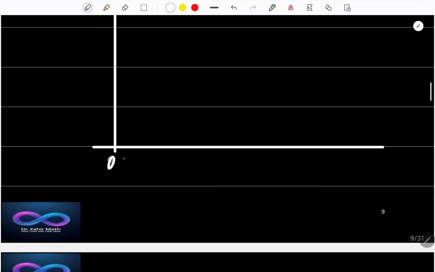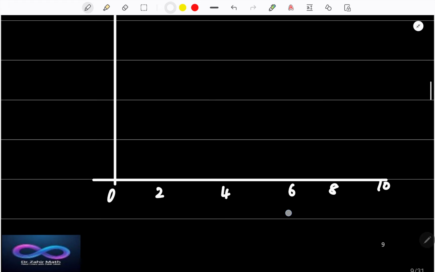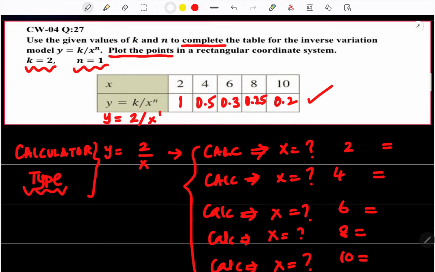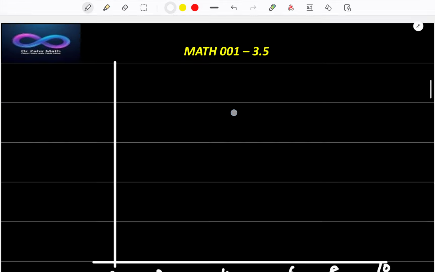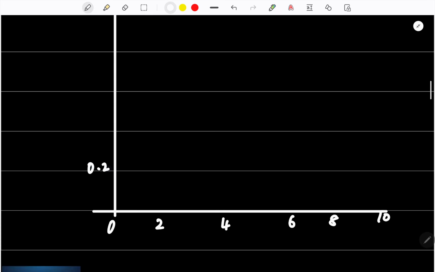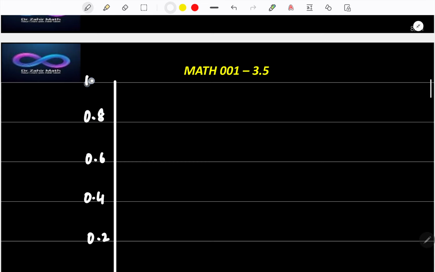Right. So here 0, 2, 4, 6, 8, 10. Okay. The values are going very, very small because of inverse variation, right? Very small. So the highest is 1. So what I will do, I will take each 0.2, 0.4, 0.6, 0.8 and 1.0.